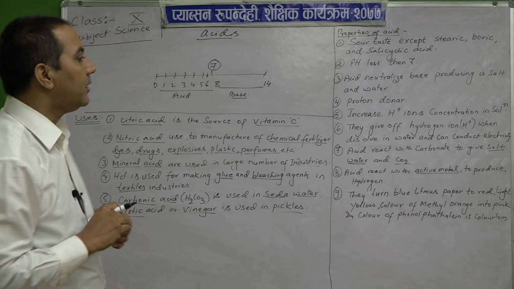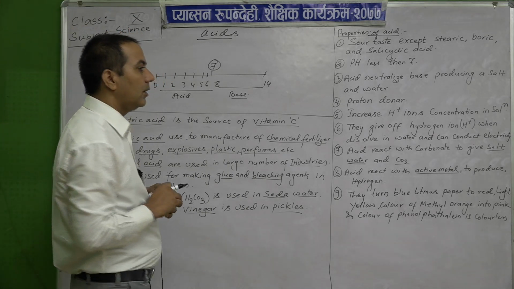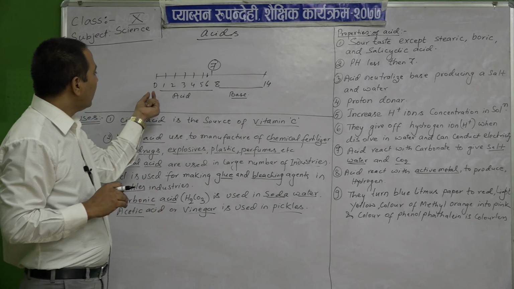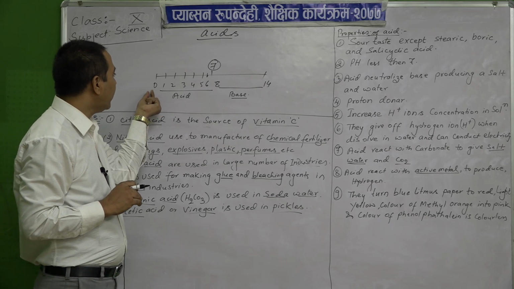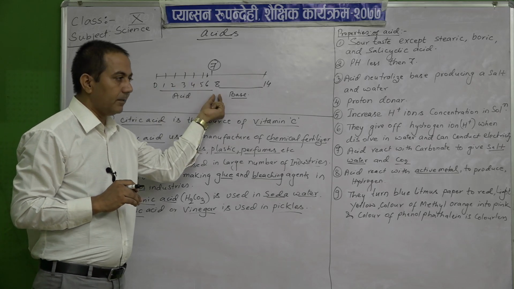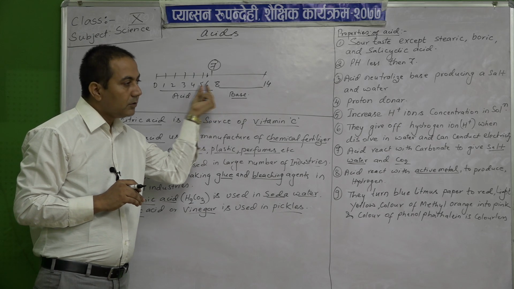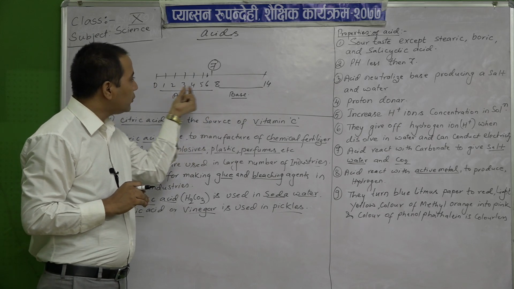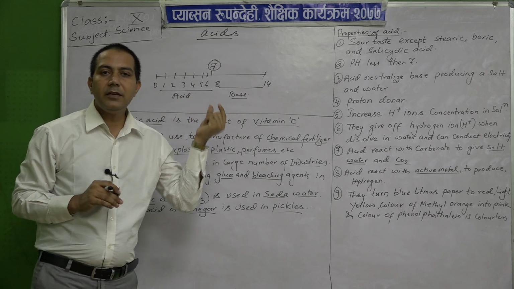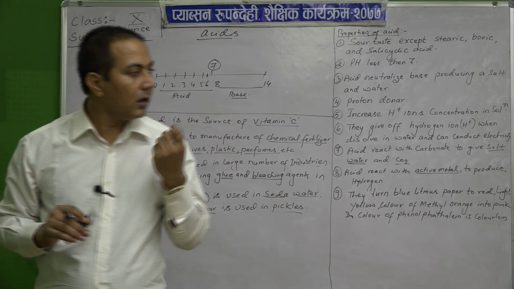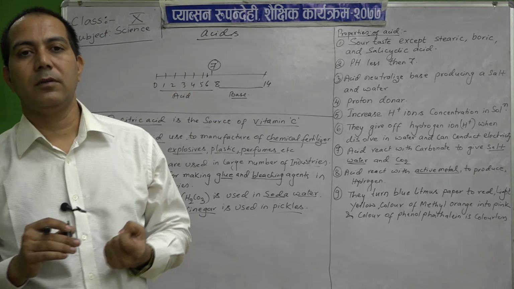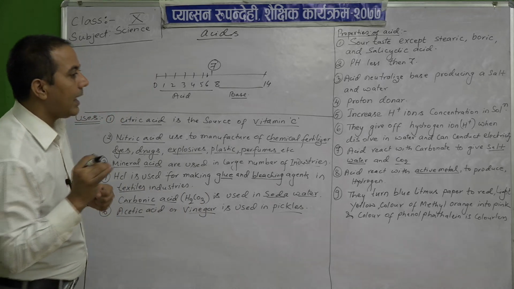How? If the pH reading is in between 0 to 7, then it is said to be an acid.